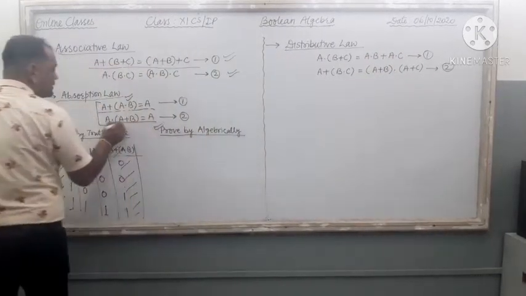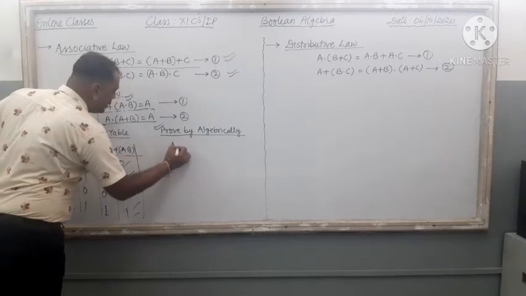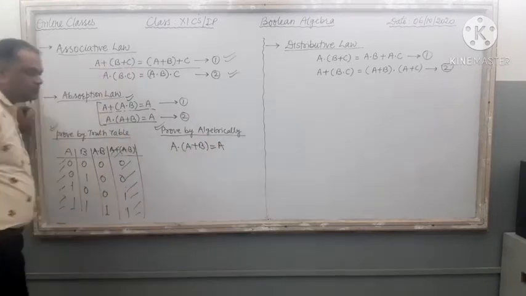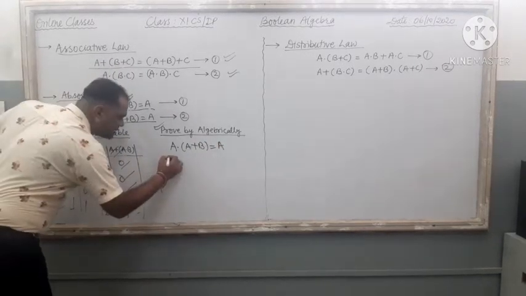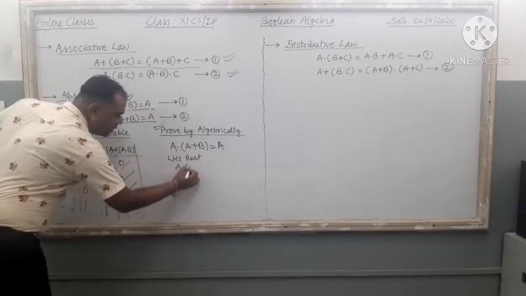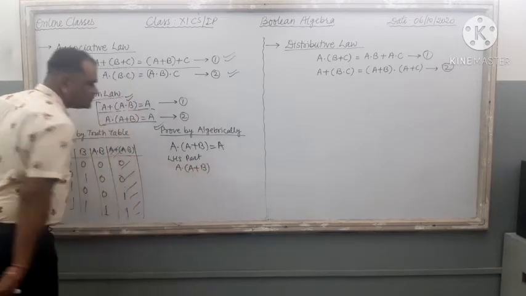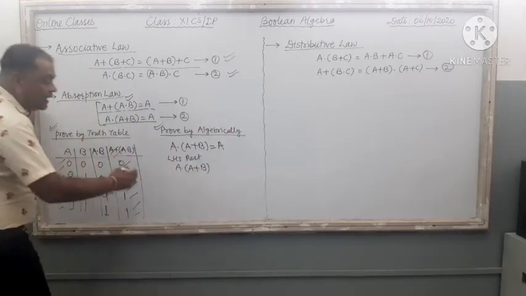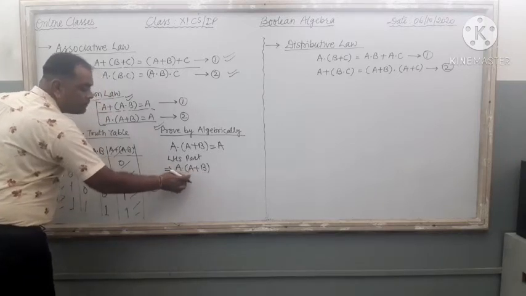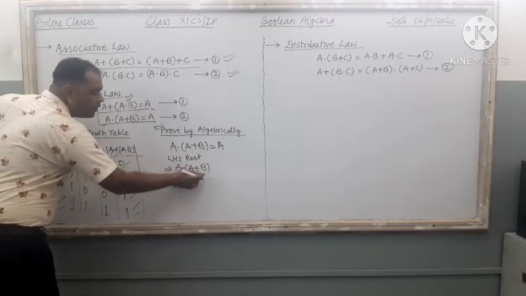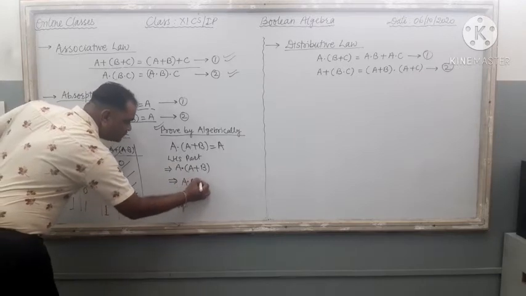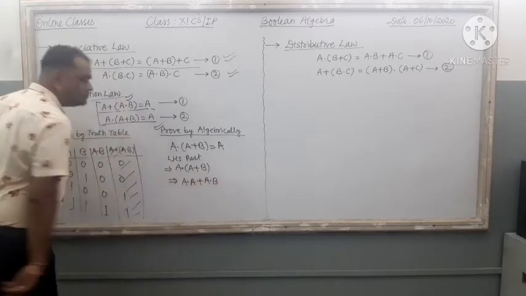I am going to take the second law. The law is A dot (A plus B) equals A. Very first I am going to take the LHS part, A dot (A plus B). I am going to open the bracket and multiply all the input signals by A. So the first line is A dot A plus A dot B.